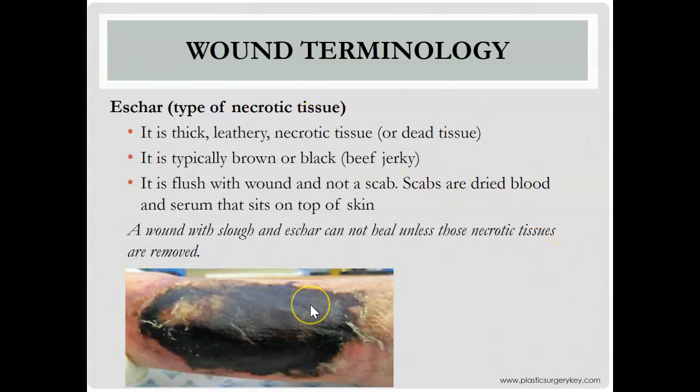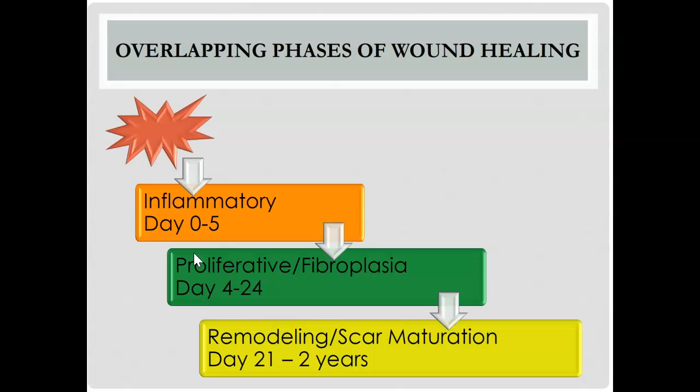Then there's something called eschar. It looks sort of like a scab, but it's not a scab. If you've ever seen eschar, you'll never forget it. It's just very, very black, just like it looks right here. Thick, leathery, necrotic tissue or dead tissue, usually brown or black. It is flush with the wound, and it's not a scab. Scabs are dried blood and serum that sits on top of the skin. This is kind of like flush with it. A wound with slough and eschar cannot heal unless the necrotic tissues are removed.